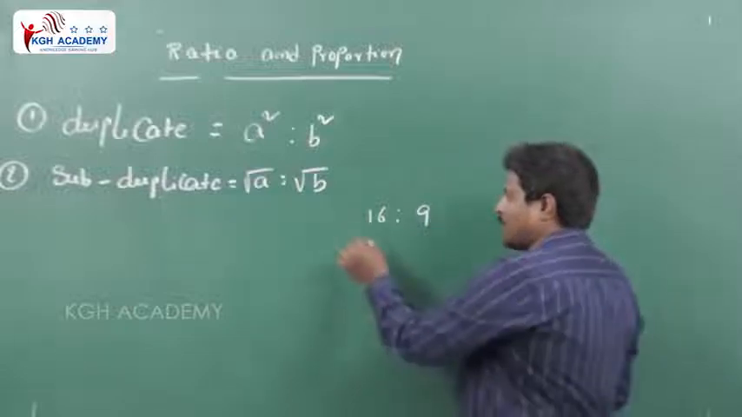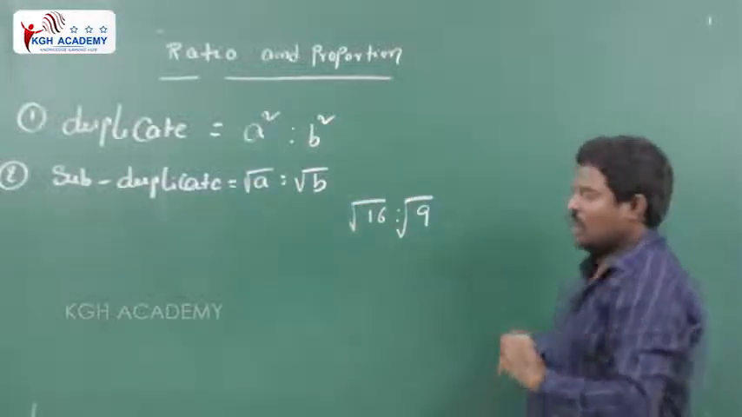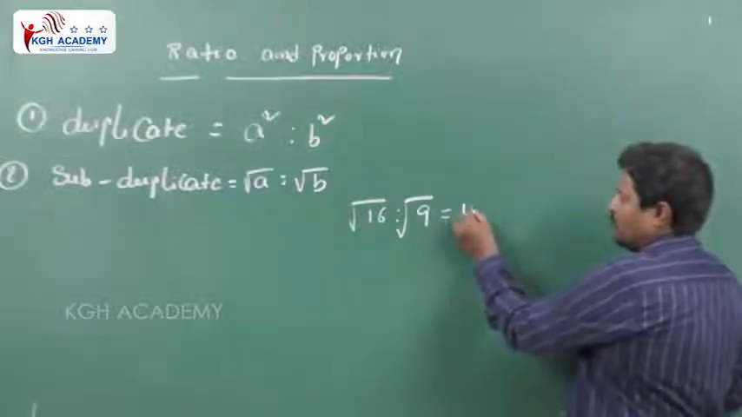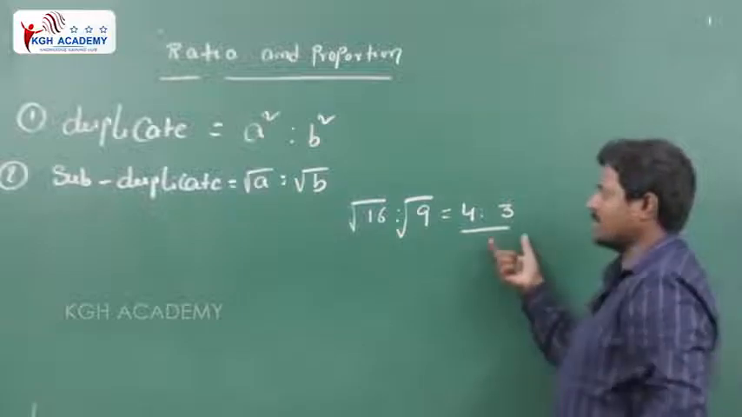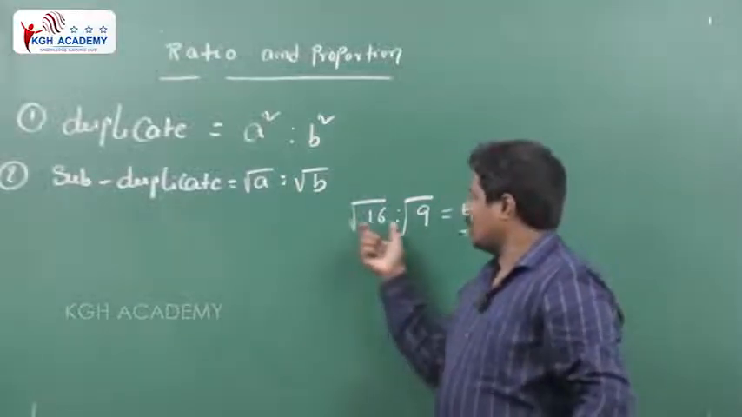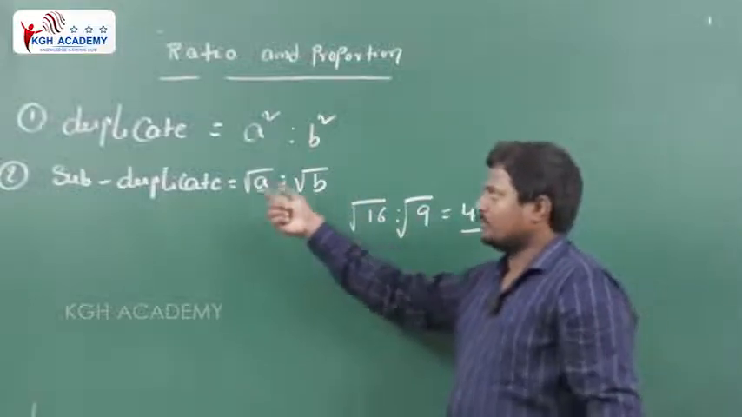Subduplicate means we need to take the root of 16 and the root of 9. Root 16 is equal to 4, and root 9 is equal to 3. That means 4:3 is the subduplicate ratio of 16 and 9.